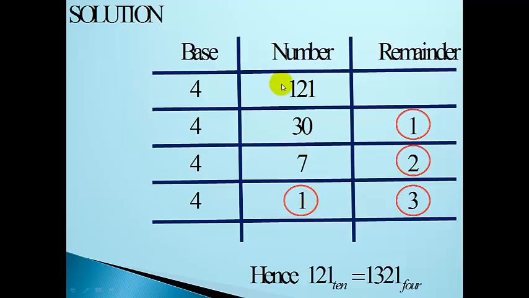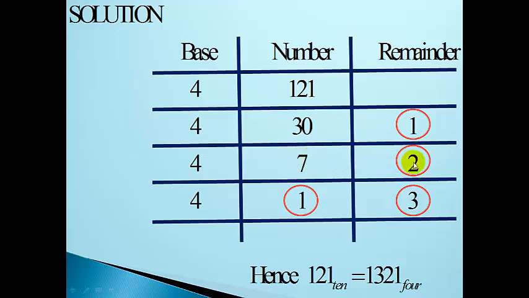Now I repeat. We are given the number 121 to convert to a number in base 4. So in tabular form, we have the base, the number, and the remainder. Starting from 4, that is our base, 121 divided by 4 will give us 30, remainder 1, because 30 times 4 is equal to 120, and the difference between 120 and 121 is 1. That is the remainder. 30 divided by 4 is equal to 7.